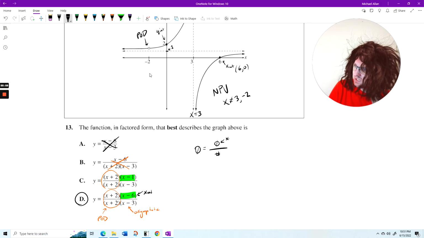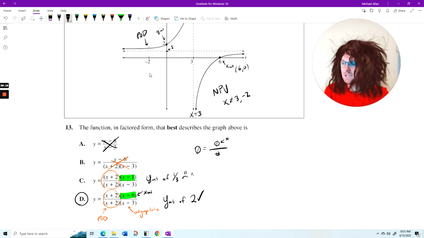Put zeros in here, this would be 1/3. Put zeros in here, negative 6 divided by negative 3 is 2. So it would match the proper y-intercept of 2. All right, so this one checks off, but this one doesn't. This has a y-intercept of 1/3. That's not good, so I'll cross that one off, right? Excellent.